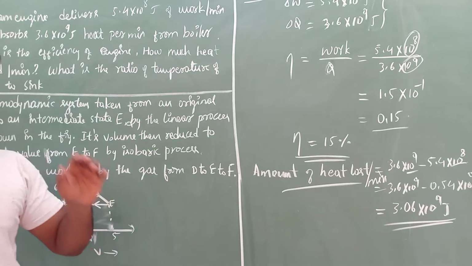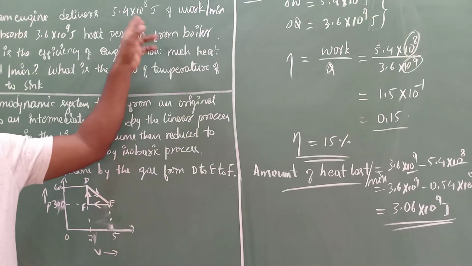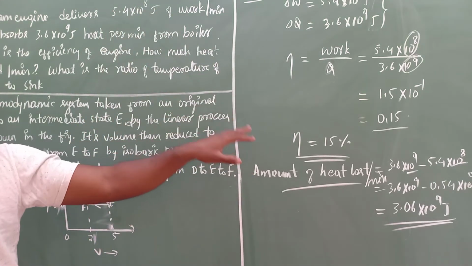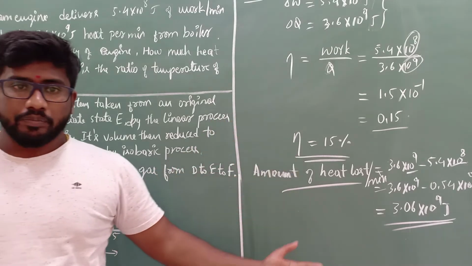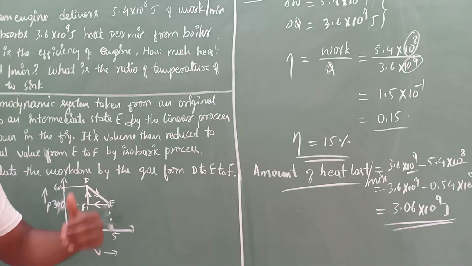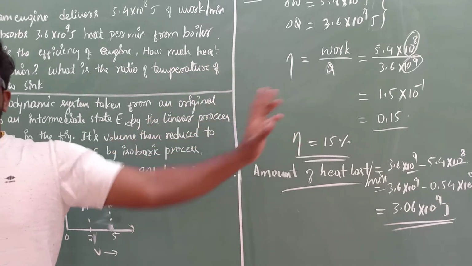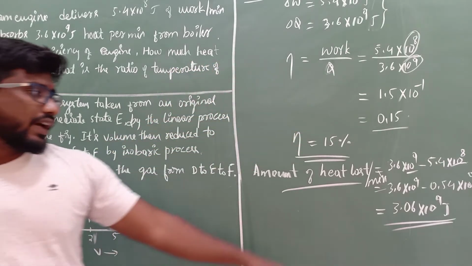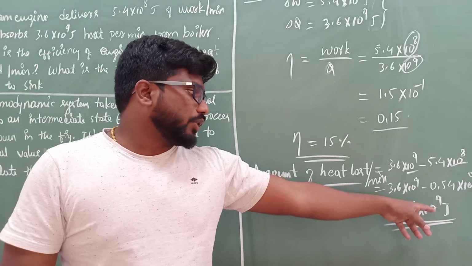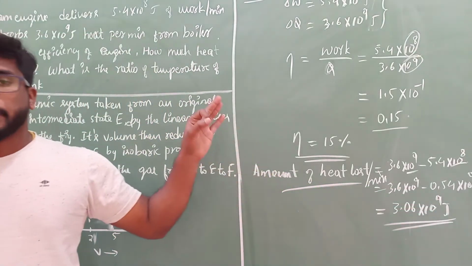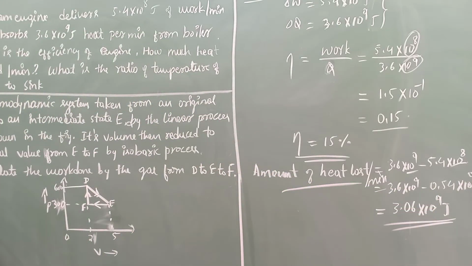That is the reason what I did. We know the amount of heat supplied to the system, and the amount of work done. So I subtracted the amount of heat supplied minus the amount of work done. Then you will get the value as 3.06 into 10 power 9 joule. This is nothing but the amount of heat lost per minute. So the question is not over yet. What else do you need to find?